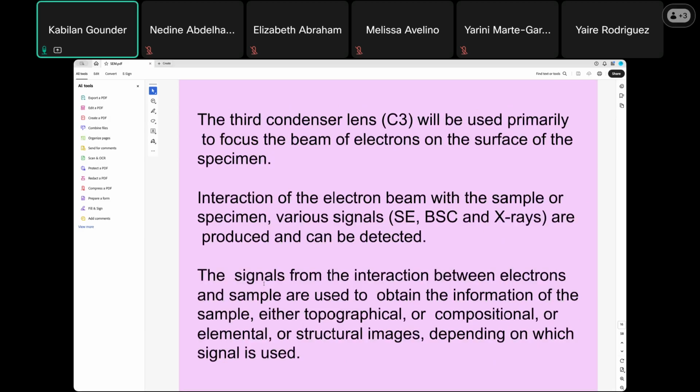The interaction of the electron beam with the sample or specimen produces different signals: backscattered electrons, secondary electrons, and X-rays, which can be detected. The interaction between the electrons and the sample is used to obtain information about the sample, either topographical, compositional, elemental, or structural images, all of which depend on what kind of signal is used.